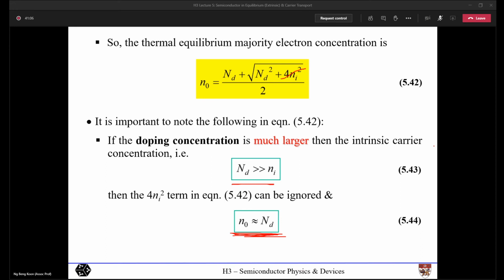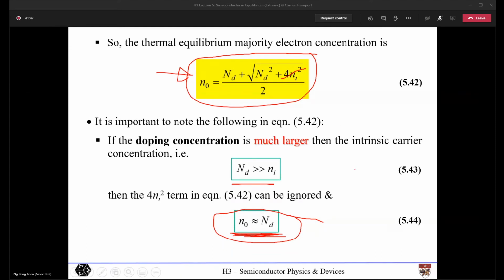So what that means is that, depending on your doping, if you know that your doping is much greater than the intrinsic carrier concentration, you do not in fact need to apply this solution to do the calculation. You just need to write down N naught approximately equals ND, provided that you know your doping is sufficiently large. If the doping is not sufficiently larger than Ni, then you have to apply this solution here to work out the actual value. If you know it's sufficiently large, then you do not need to use this equation.